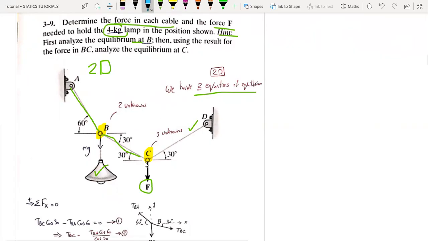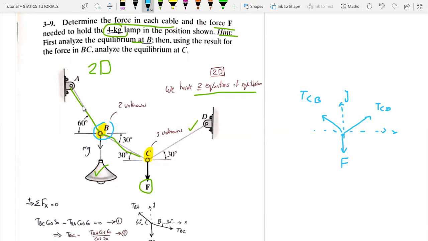If we notice here at point C, we have the force F, the first unknown. We have the tension force in cable CD and the tension force in cable CB. So we have 3 unknowns, correct? We can't solve it because we have only 2 equations, summation of forces in the x direction and summation of forces in the y direction. So we have to first begin with point B because we have only 2 unknowns.